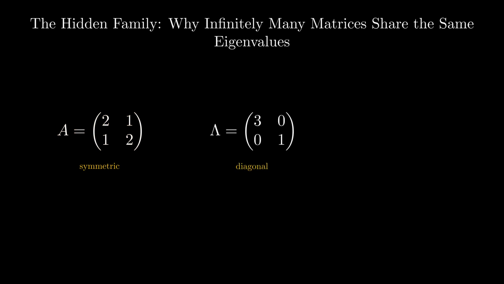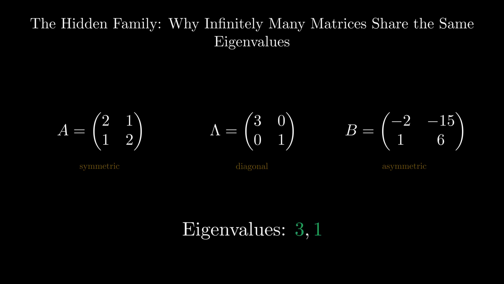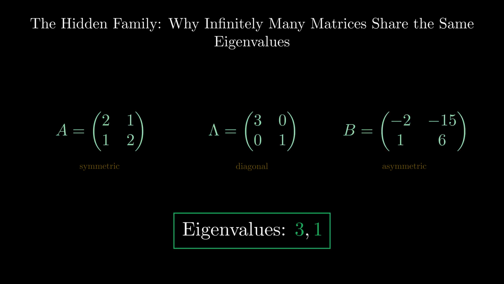Look at three matrices. The first is symmetric with entries 2, 1, 1, 2. The second is diagonal with 3 and 1 on its diagonal. The third is asymmetric with entries -2, -15, 1, and 6. On the surface, they look nothing alike, and yet all three share the same hidden DNA, the eigenvalues 3 and 1. They are secretly members of the same family.